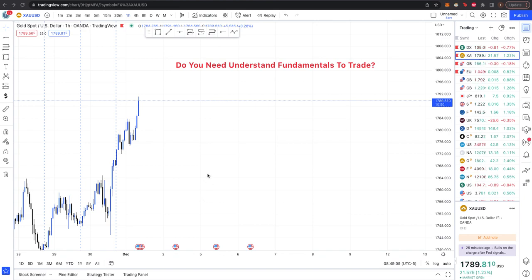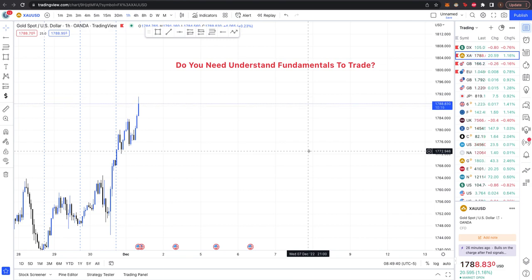So, today I'm going to be talking about the topic on the screen right here. Do you need to understand fundamentals to trade? Now, this is a question that I've heard a lot of traders discuss, talk about. It's something that I questioned when I first began trading. Do I need to understand fundamentals or can I just use technical analysis to trade?